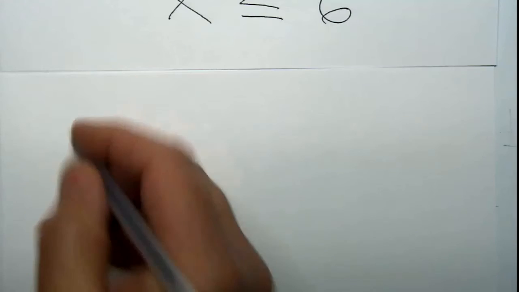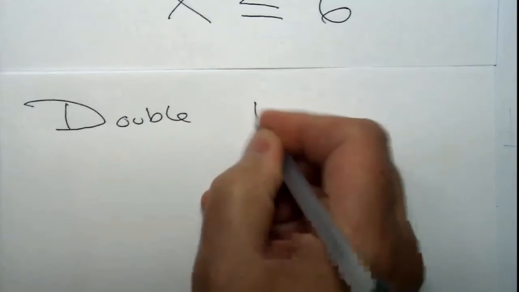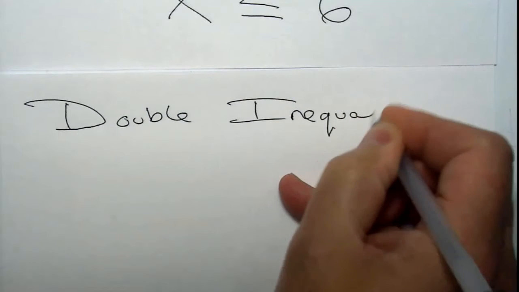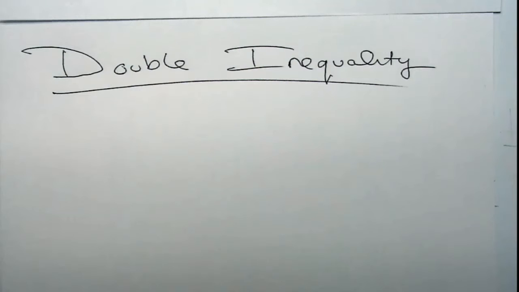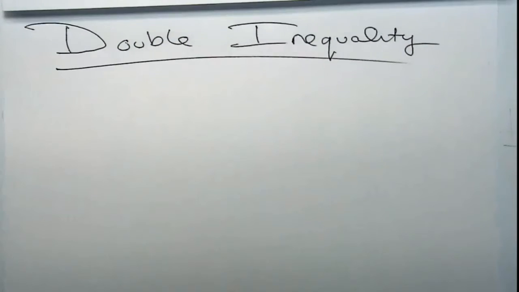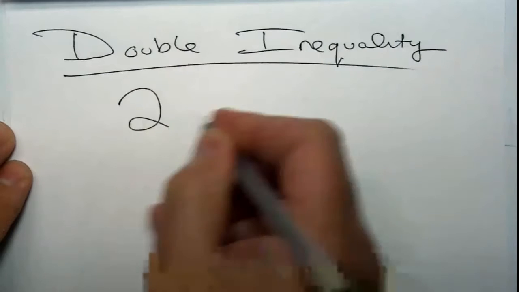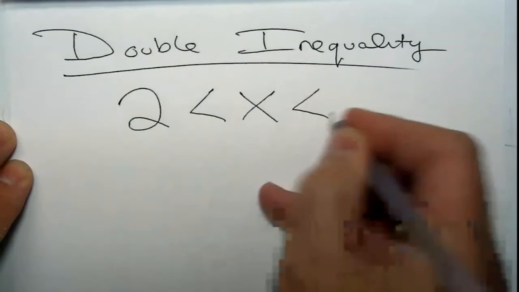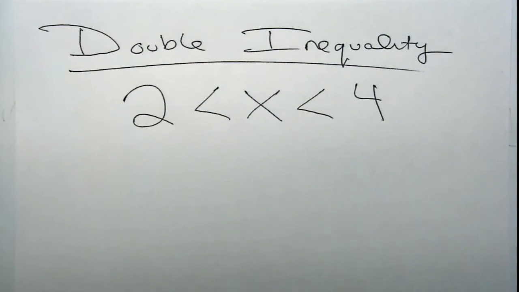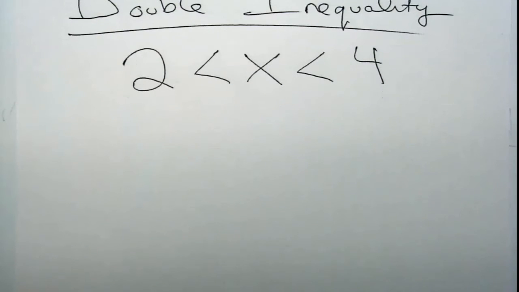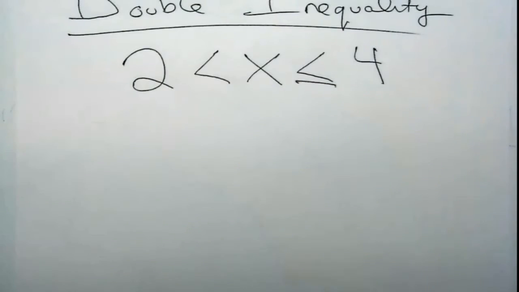So let's solve a double inequality. Okay, a double inequality looks something like this: 2 is less than x is less than 4. So here's what it's really saying. It says the solution set are all the numbers between 2 and 4, but not including 2 and not including 4. Now, I could include one of the endpoints, and why don't we do that? So now 4 is included.